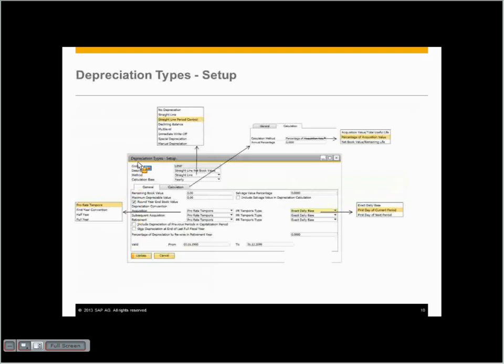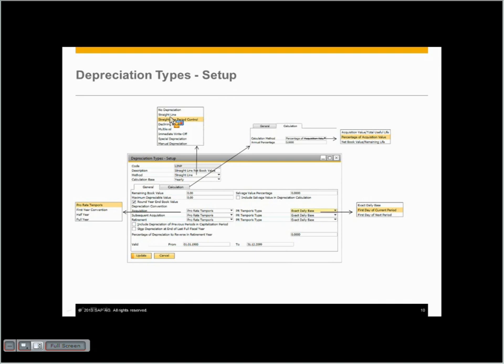Then we will have our depreciation type setup. In the depreciation type setup, you define basically the calculation method of your depreciation for your fixed asset. And you have the possibility to define, okay, the simplest case is no depreciation, then you simply don't do any depreciation for your fixed asset.